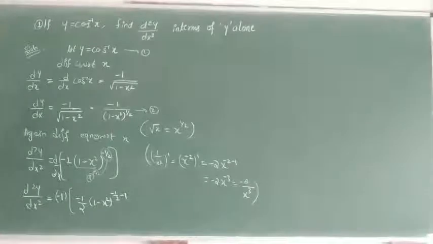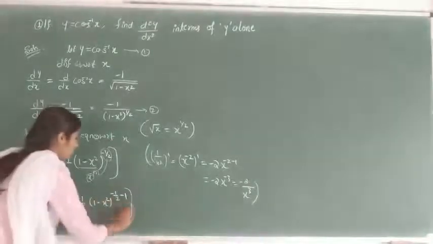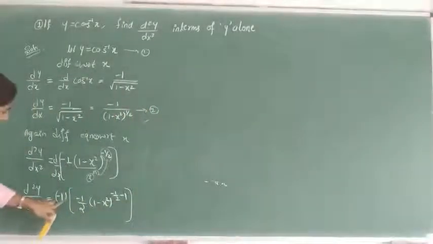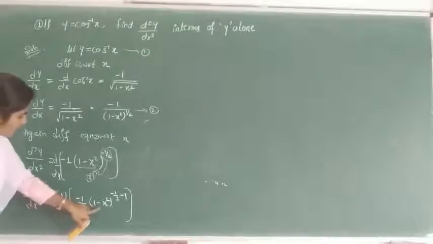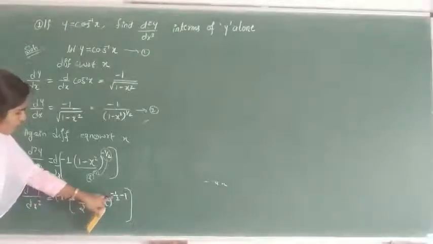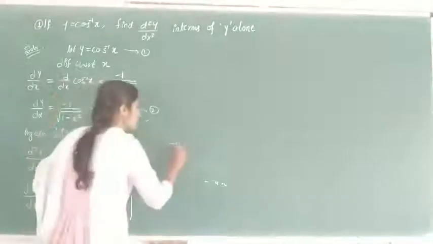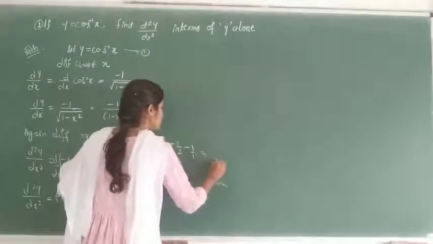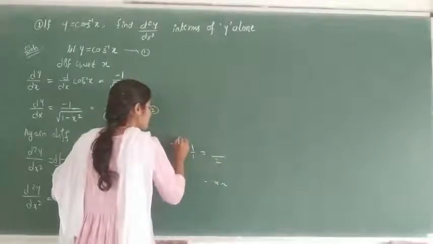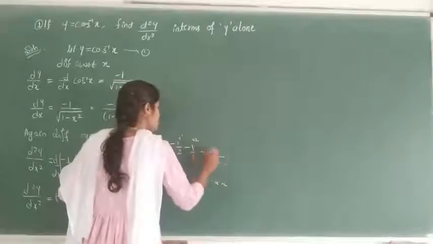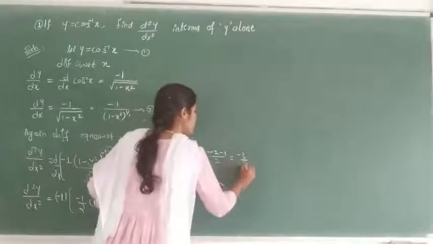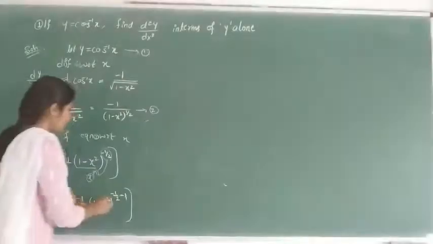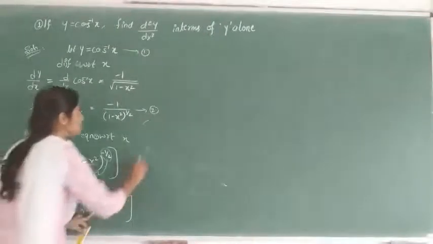Now calculate what the answer will be. That is minus 1 into minus 1 by 2, into (1 minus x square) whole to the power minus 1 by 2 minus 1. Minus 1 by 2 minus 1 will be minus 3 by 2. So this is minus 3 by 2. So what happens?